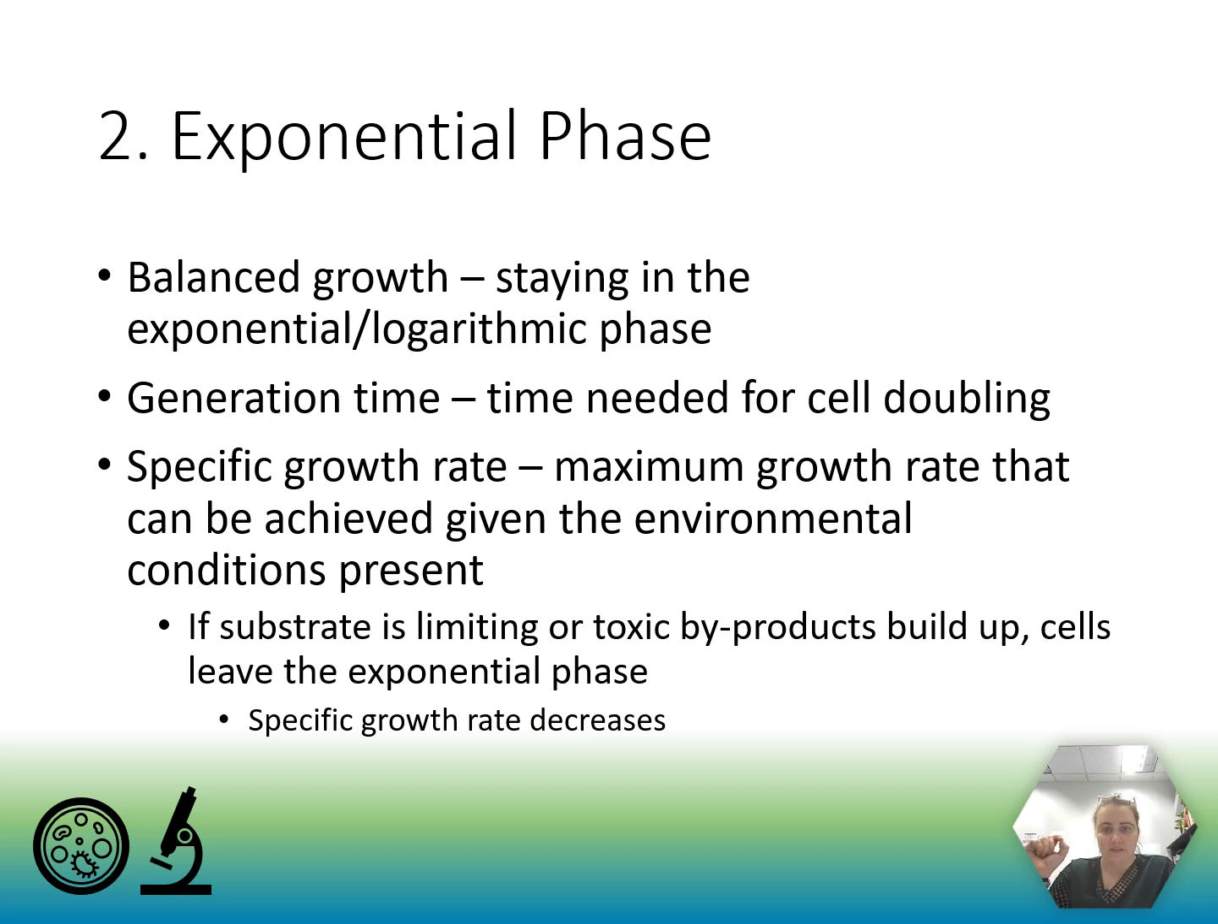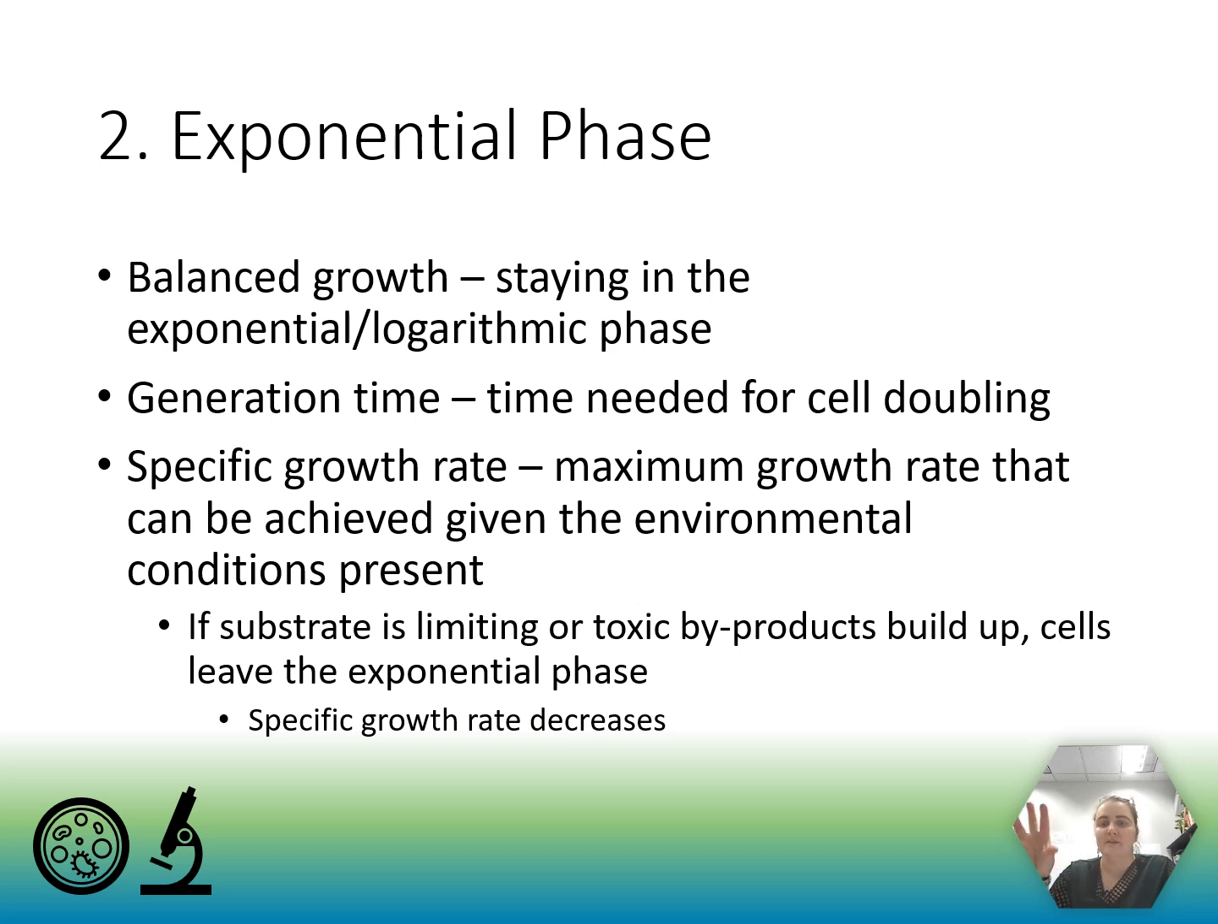The specific growth rate is slightly different. It's the maximum growth rate that can be achieved with whatever environmental conditions are present. So in reality, right, we're not always going to have the perfect balanced growth rate. We're going to have a specific growth rate that is based on whatever substrate is there, and whatever could be building up as a result of cell production in a system. So substrate, remember, is food or nutrients. As that substrate runs out, we can't have exponential growth anymore. So once substrate is gone, it's going to limit how fast that exponential phase can go, and we might start to get into the next phases.